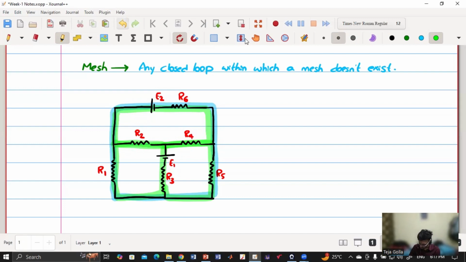Let me use three different colors to mark the loops. What are the loops? This is one loop and this is another loop. Sorry, meshes, not loops. These are the meshes I am considering, because within each of them there is no other loop. So we have to consider the smallest loop within which another loop does not exist. So this circuit has three meshes. Is that clear?